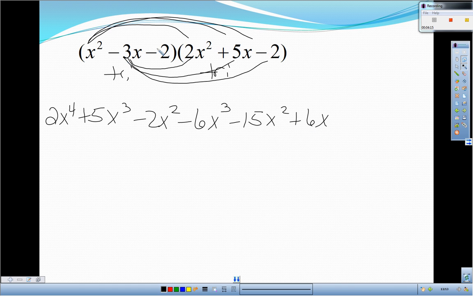And don't forget that last term. Negative 2 times 2x squared would be negative 4x squared. Negative 2 times 5x would be negative 10x. And negative 2 times negative 2 would be positive 4.